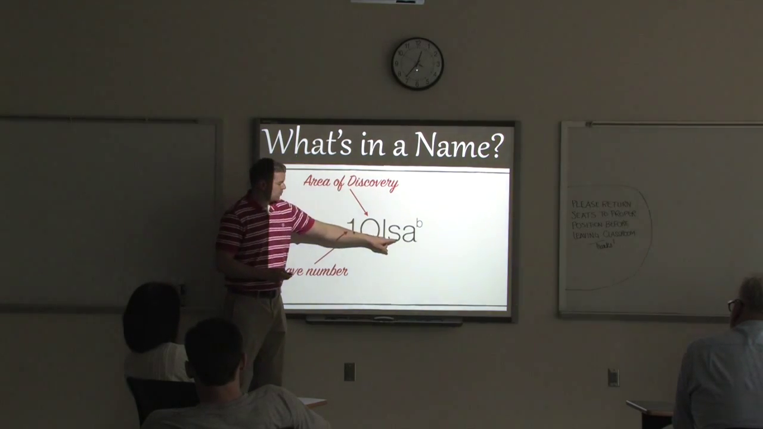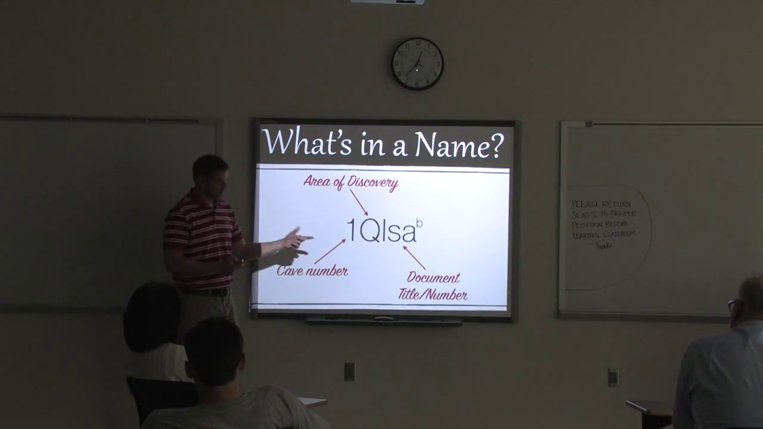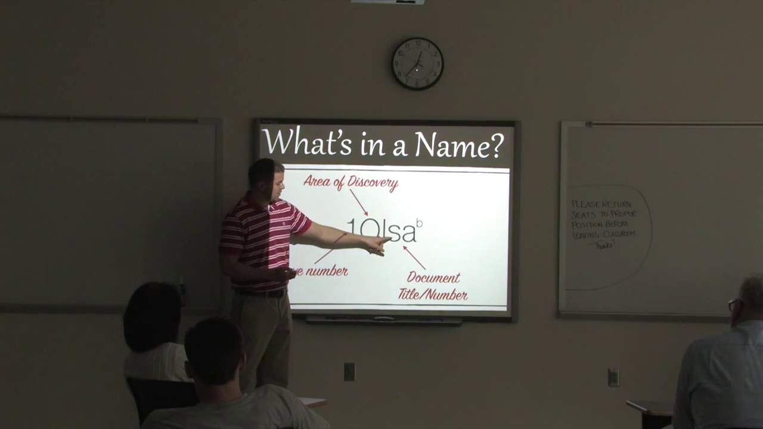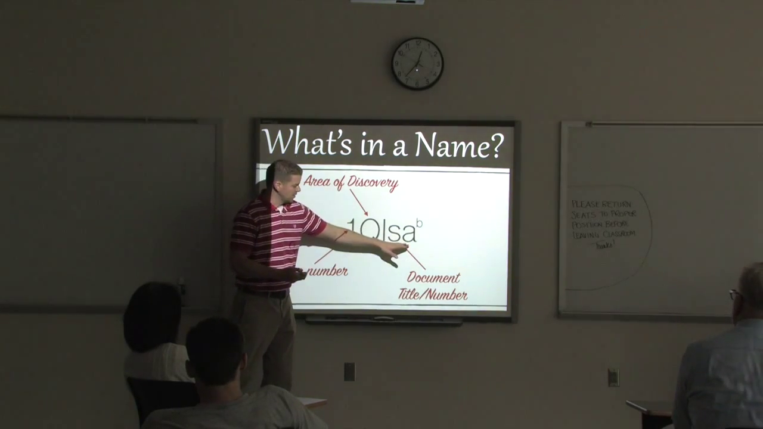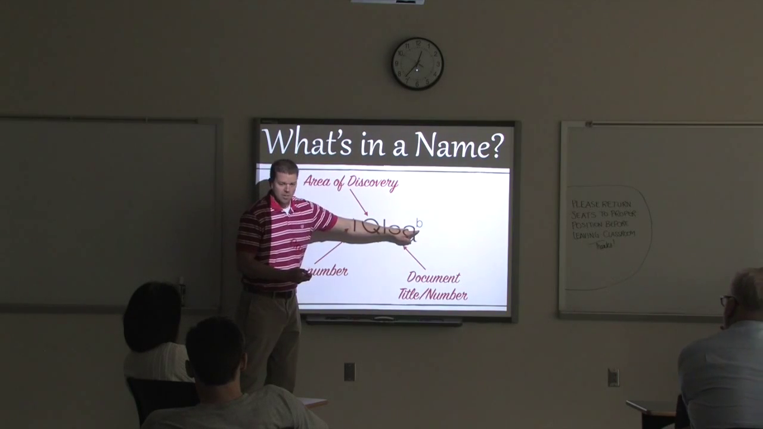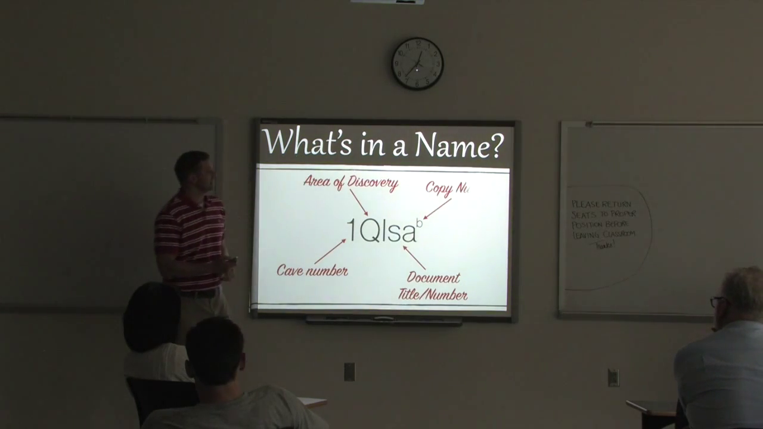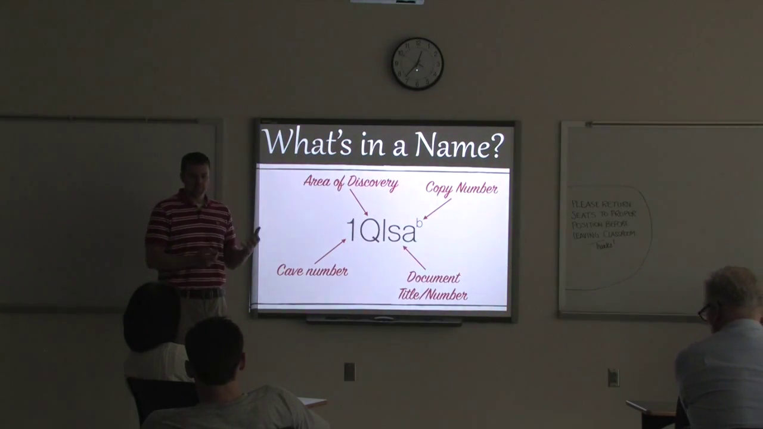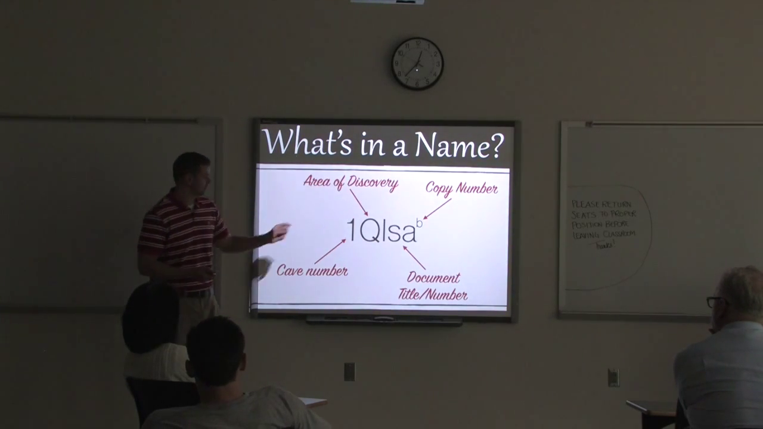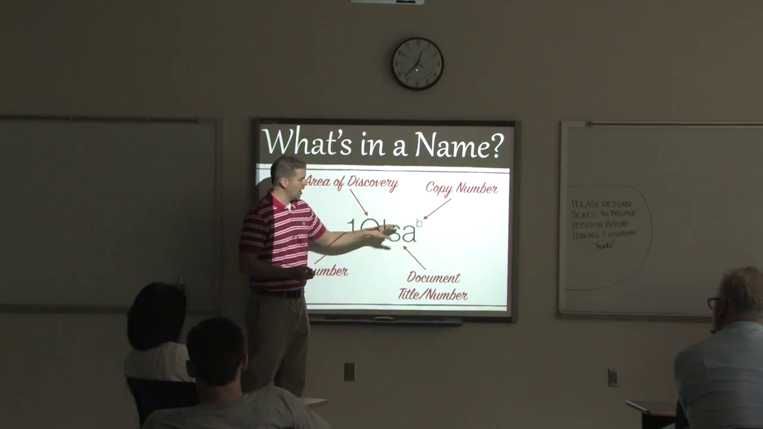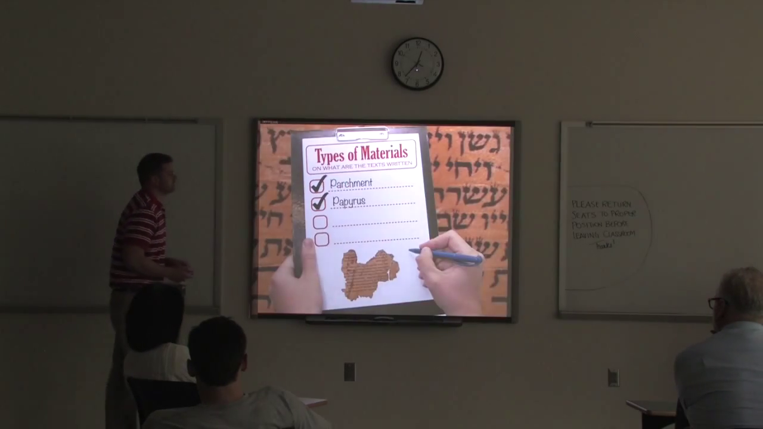Then you'll either have a number or maybe even a designation, in this case Isaiah. This is the document title or number. So first cave from Qumran, this is the copy of Isaiah. And sometimes you have a superscript here. This is just the copy number. In some caves, like this cave, there were 2 different copies of Isaiah. So this distinguishes copy B from copy A. That's what the names mean themselves.